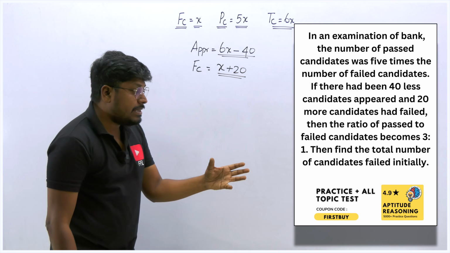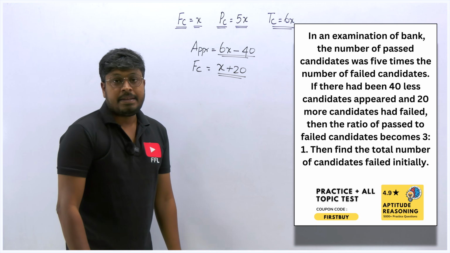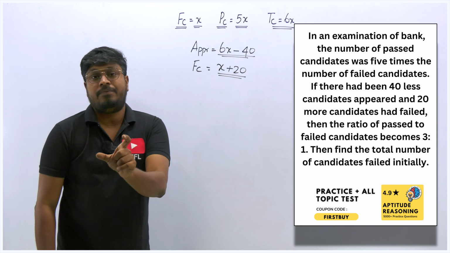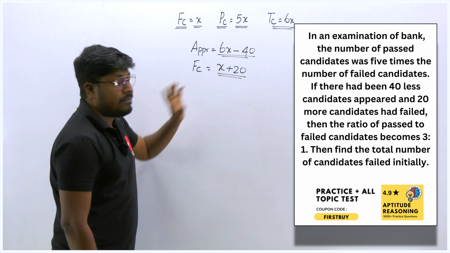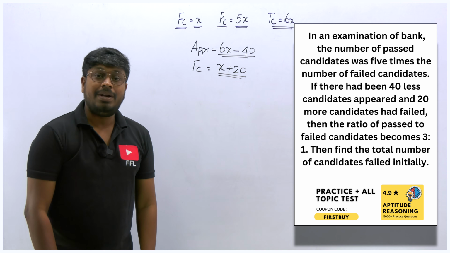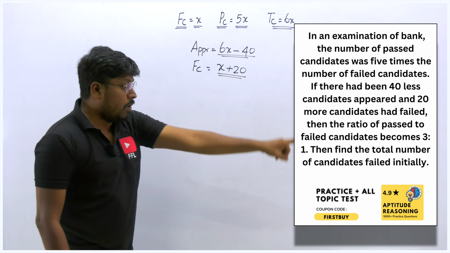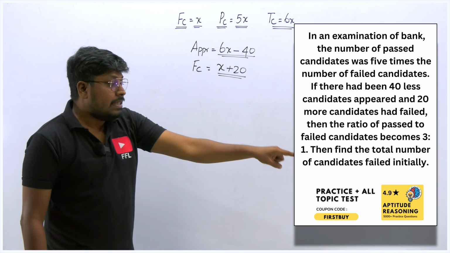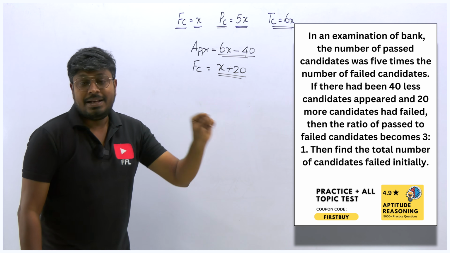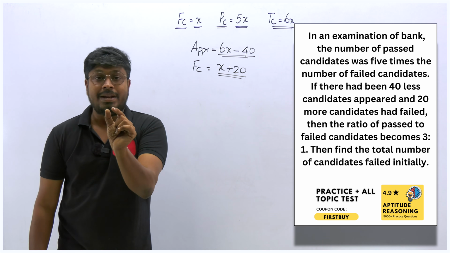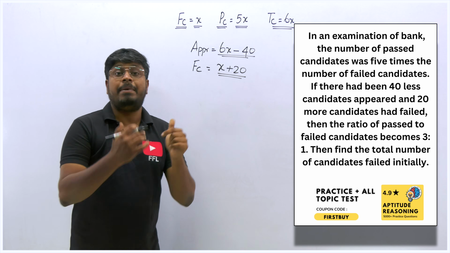The next point they are saying is the ratio of passed to failed candidates becomes 3:1. So the ratio of passed to failed is 3:1. According to the question, we know the failed candidate is X plus 20. Do we know the passed candidates? No. We know that passed candidate is 5X. The ratio of passed to failed is 3:1, so failed is 1 ratio and passed is 3 ratio, but we don't know how many students have passed in the exam.